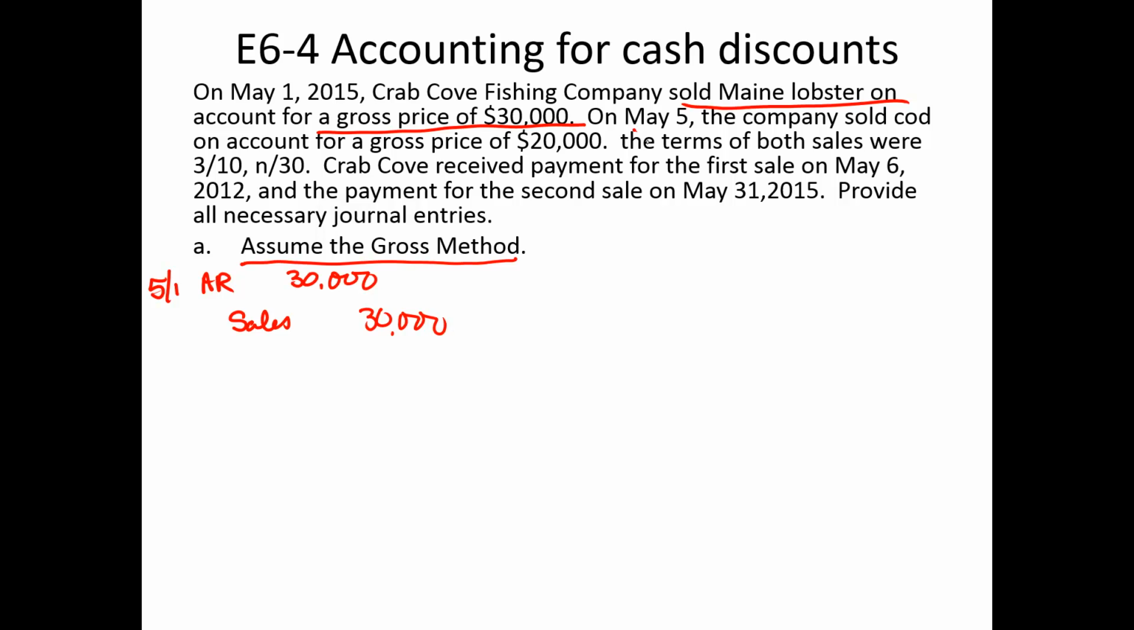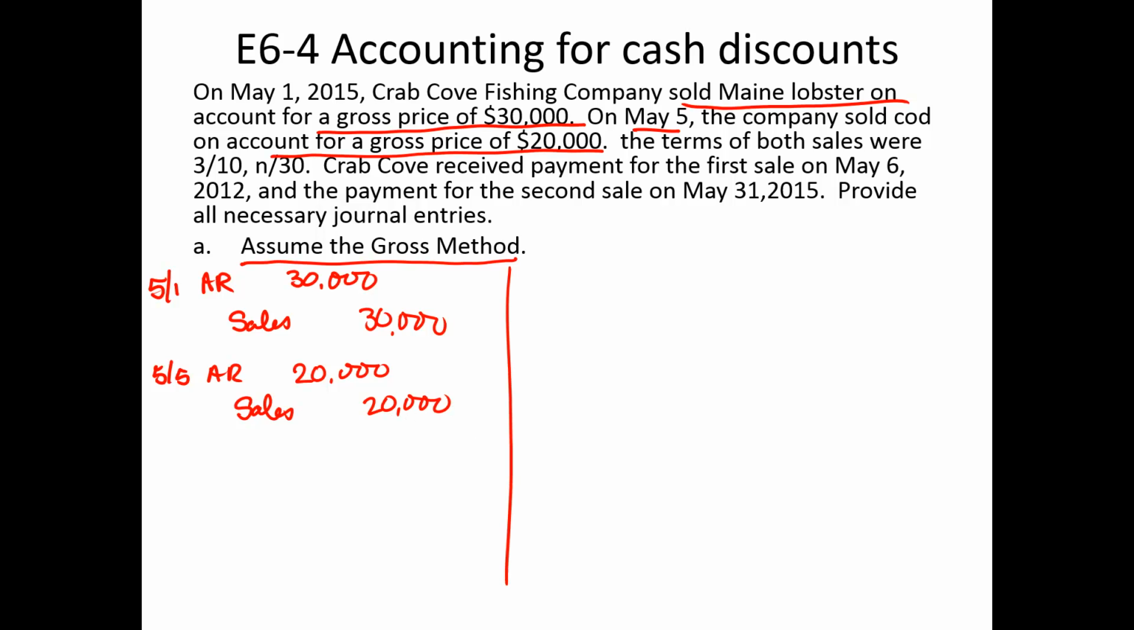We then, on May 5th, sell cod for a gross price of $20,000. So on 5-5, it'll be debit accounts receivable, credit sales for $20,000, the gross amount.